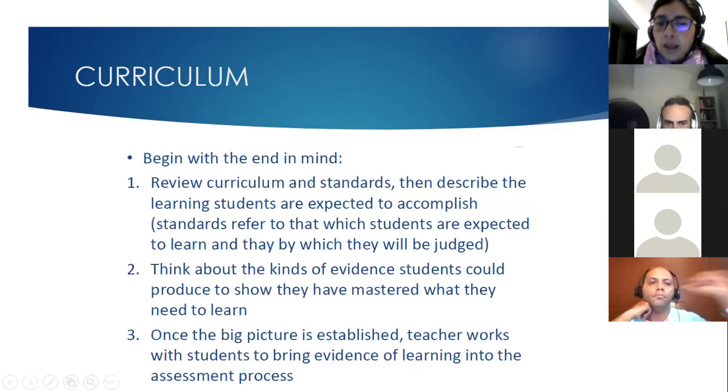Once the big picture is established, the teacher works with the students to bring evidence of learning into the assessment process. That is why curriculum is related to assessment, because curriculum gives you the path or the guide, as some of you said before, to know what you are going to assess in your students. So it is like the path you have to follow.